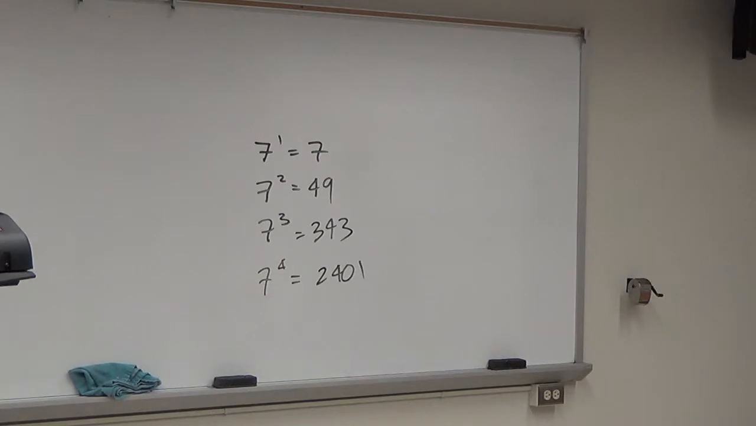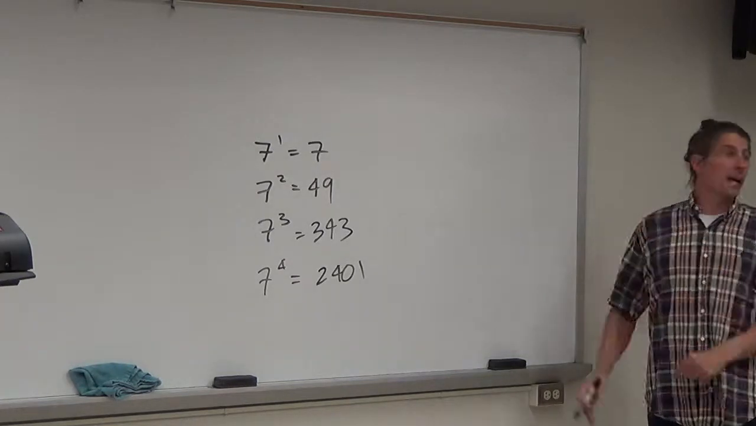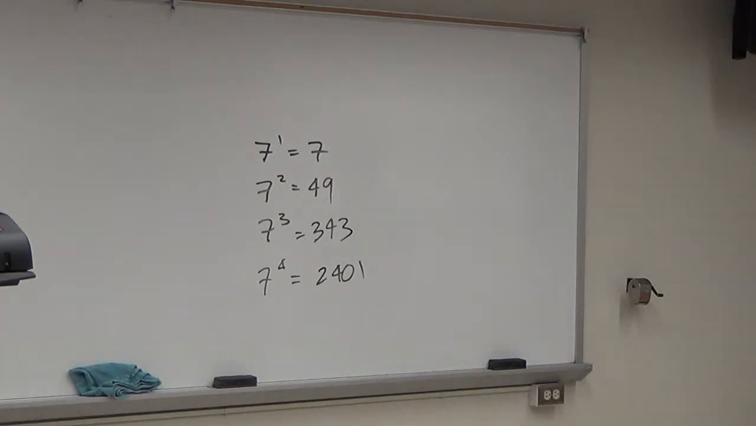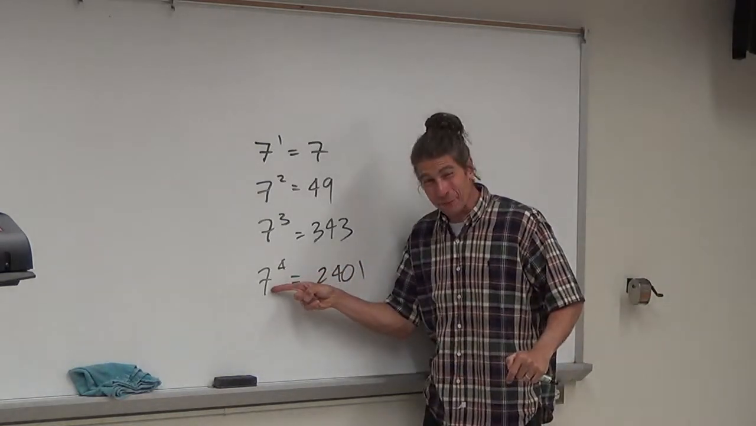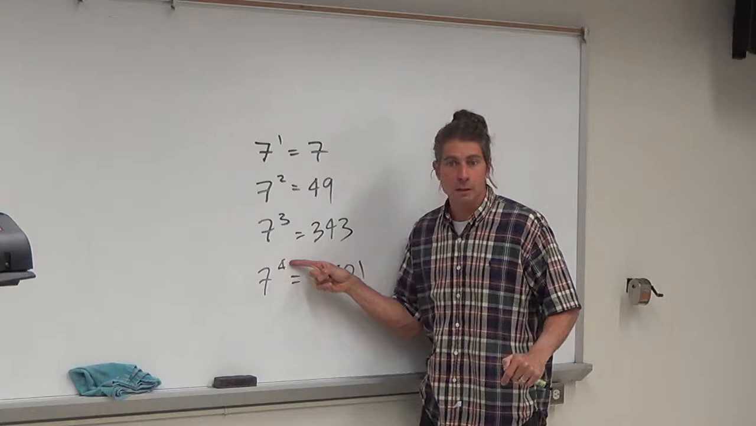Calculator. Oh, okay. Good. But you know what to put into the calculator, correct? So how did you know that? What does 7 to the fourth mean? 7 times 7 times 7 times 7. Very good. So you have this idea of what an exponent means. It means use that number as a factor that many times.